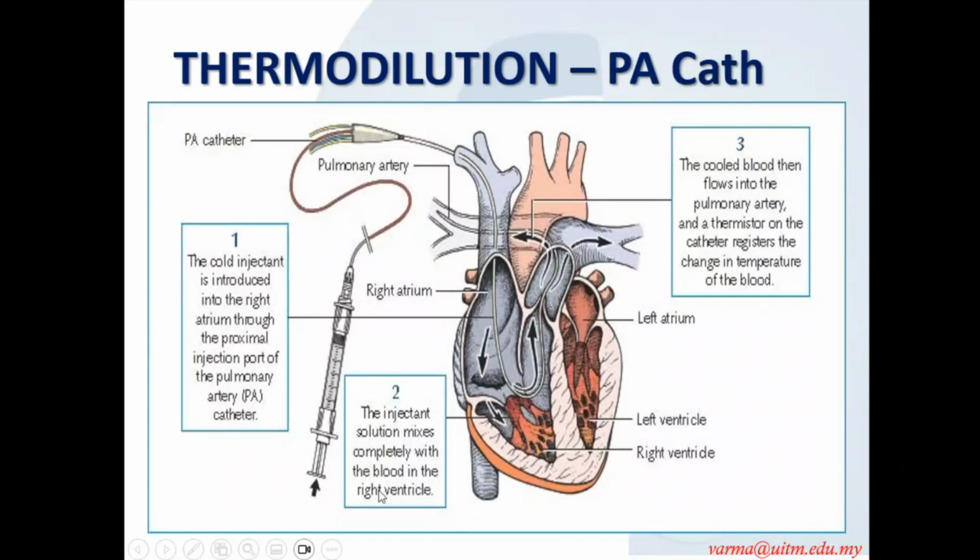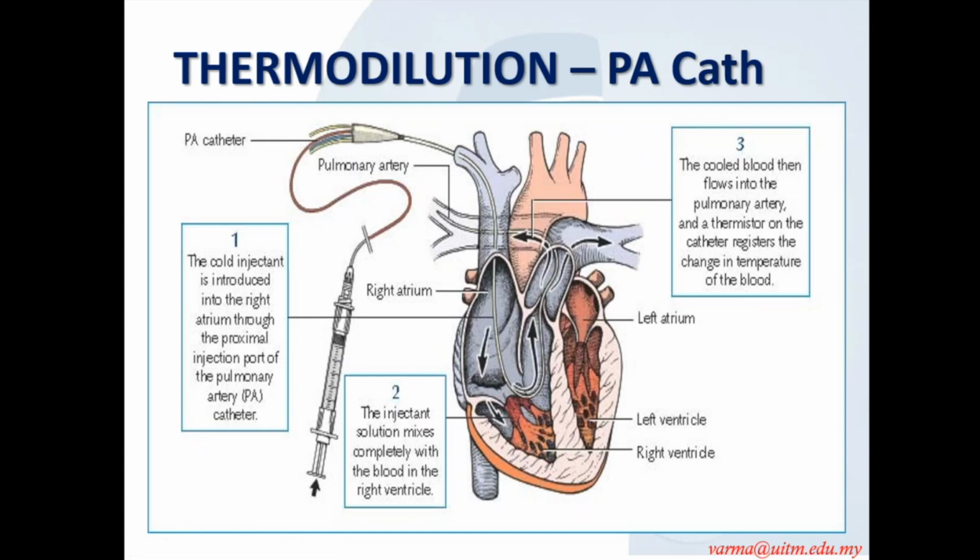We'll talk about the PA catheter. Okay, in the PA catheter, what happens is the cold injectant is introduced into the right atrium. You inject a cold injectant to the right atrium through a proximal port of the pulmonary artery catheter. So you inject here. Next, the cold injectant will reach your right atrium. The injectant solution mixes completely with the blood, from the right atrium to the right ventricle, and then from the right ventricle goes into your pulmonary artery. The cool blood then flows into the pulmonary artery and the thermistor. Your pulmonary catheter will have a thermistor. Just now we talked about the electrical way of measuring temperature, right?